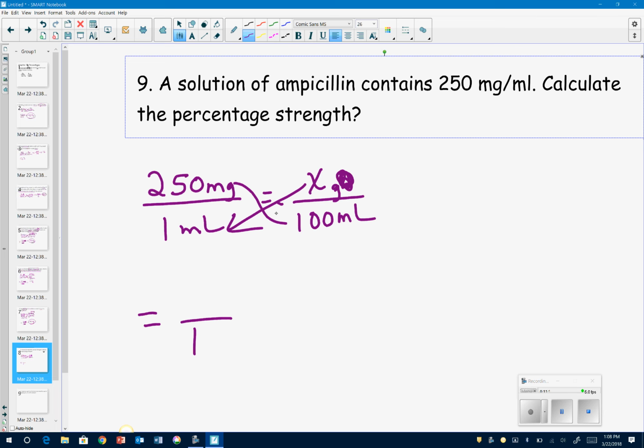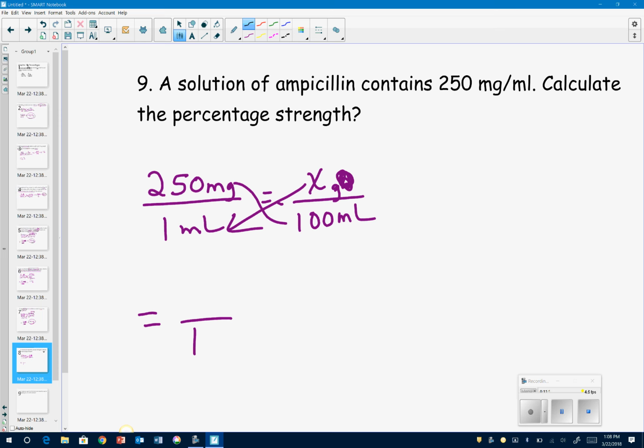Oops, wait a minute, I almost forgot to check our units. 250 milligrams we need to convert to grams. Of course, you would divide it by 1,000 because we're going backwards. If you're going from milligrams to grams, you divide by 1,000. If you go from grams to milligrams, you multiply by 1,000. So 250 milligrams divided by 1,000 is 0.25 grams. Then 0.25 grams times 100 milliliters would be 25. 25 divided by 1 would be 25%.